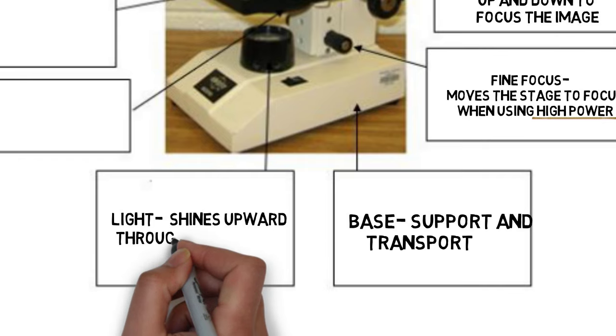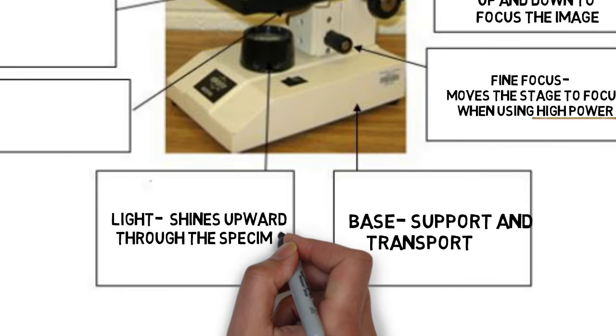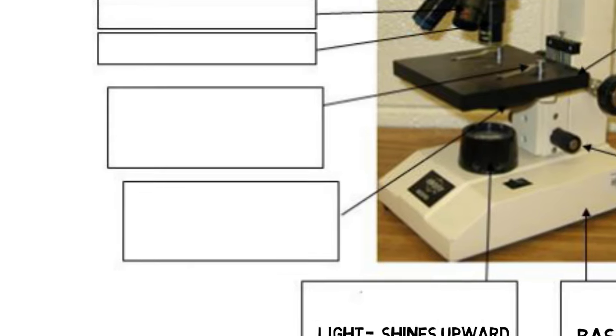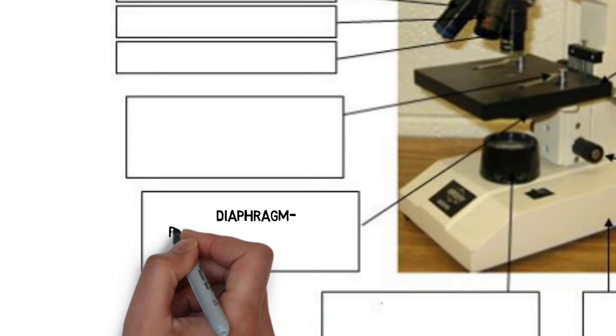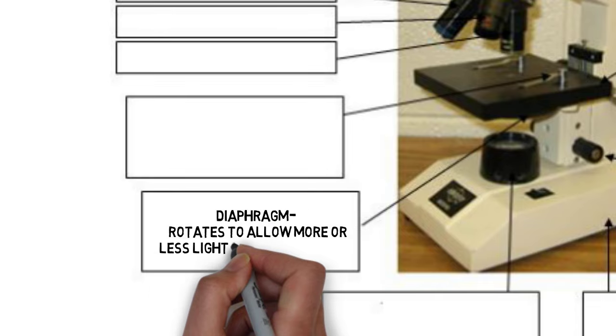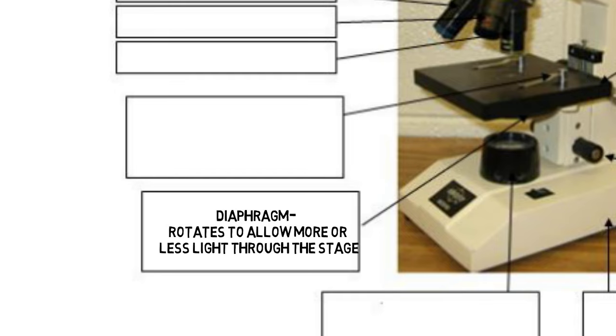Now if you're old school, you've got a mirror and a flashlight as your light source, and if you're way old school, you'd have a mirror and a candle. But luckily we've got electricity, so we'll plug in our scope and we'll use the light to illuminate our specimen. Now the light travels up through the stage, and the diaphragm rotates to allow more or less light through the stage. The diaphragm is just a circular dial on the bottom of the stage with holes in it that are larger and smaller for changing the amount of light.